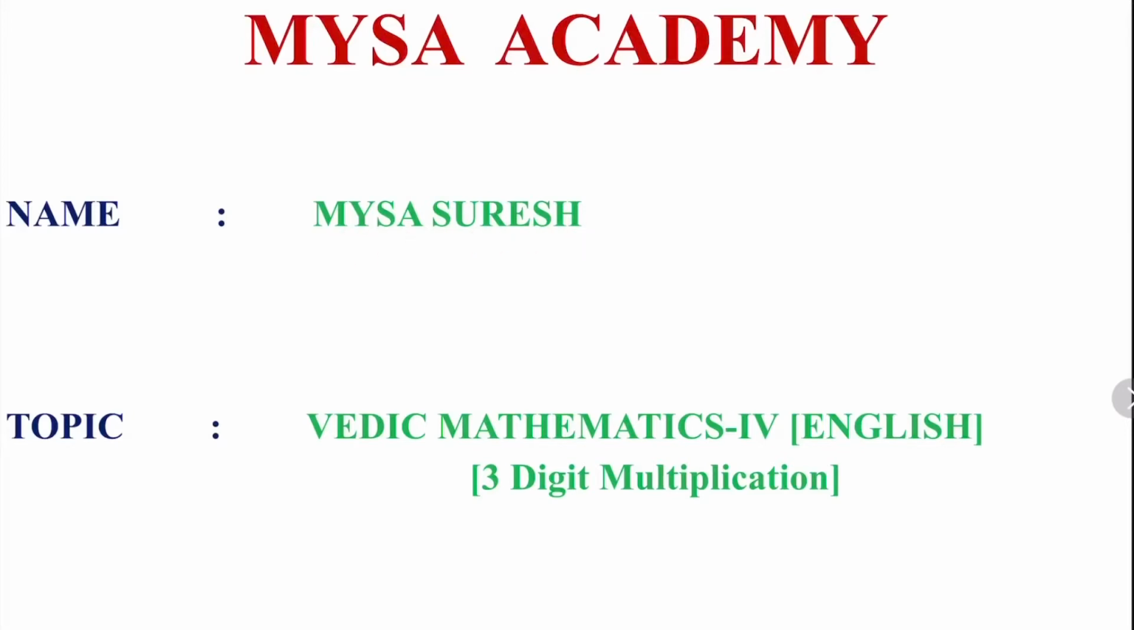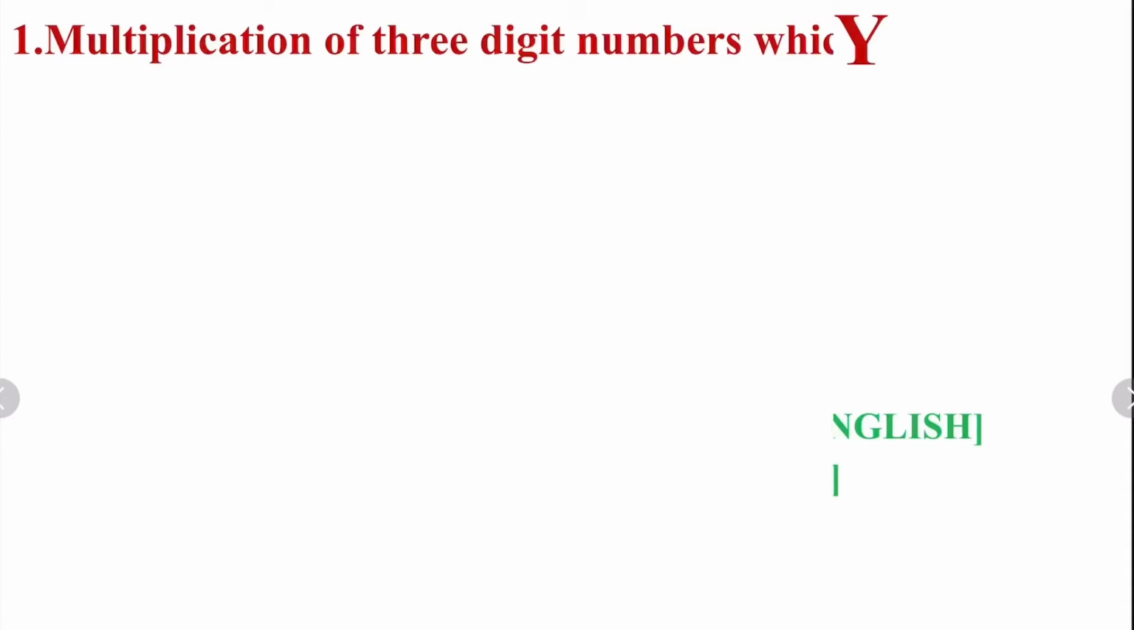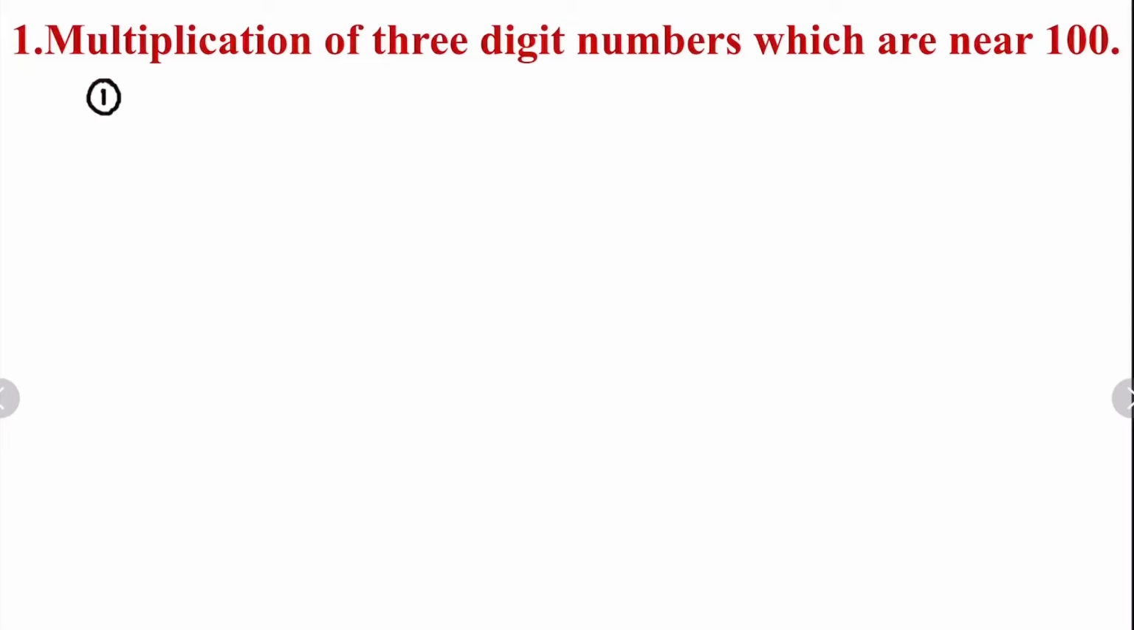Today we will discuss part 4 of Vedic mathematics, in which we will discuss 3-digit into 3-digit multiplication, or 3-digit into 2-digit multiplication. Multiplication of 3-digit numbers which are near to 100. So if you go with one example, 104 into 103.